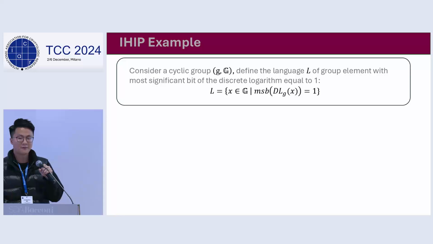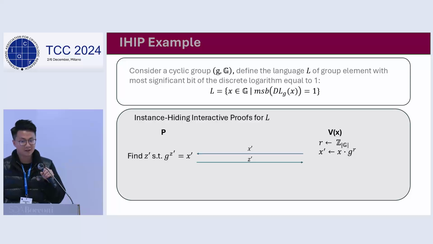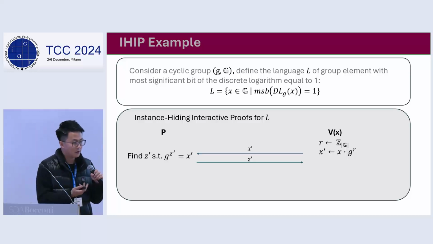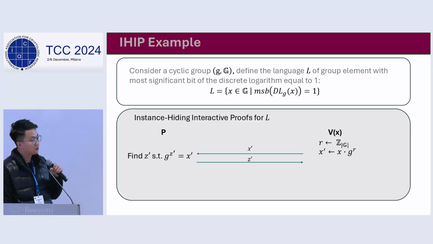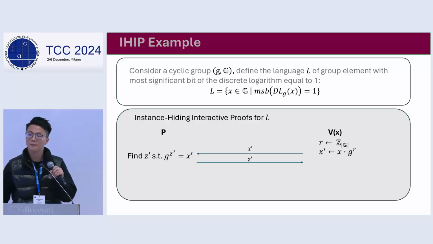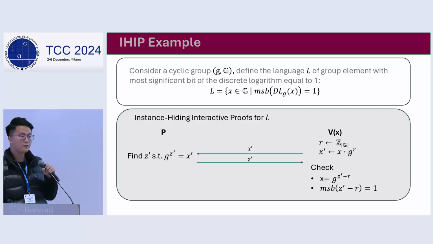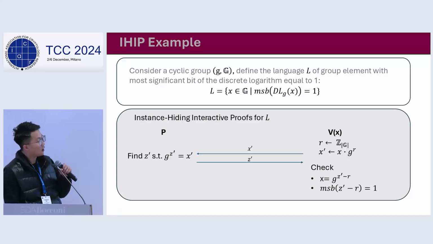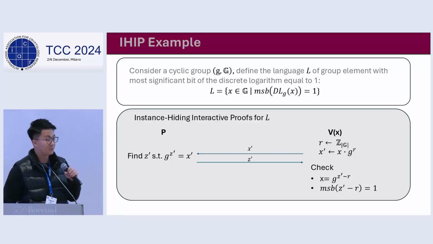In the beginning of the protocol, the verifier is given a group element x as the input, and samples some random r from possible group orders, and sets x' equals x times g to the r. Essentially, x' is just a uniform group element independent from the input instance. The verifier sends x' to the prover and asks the prover to compute the discrete log for it. We denote by z' the discrete log of x'. If the prover behaves honestly, then z' minus r is supposed to be the discrete log of the input instance. So the verifier can check that and verify the most significant bit.